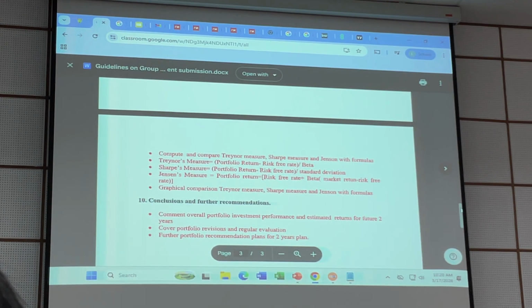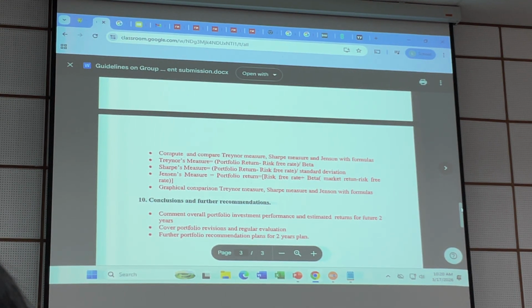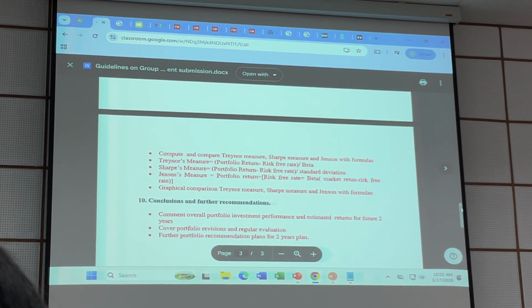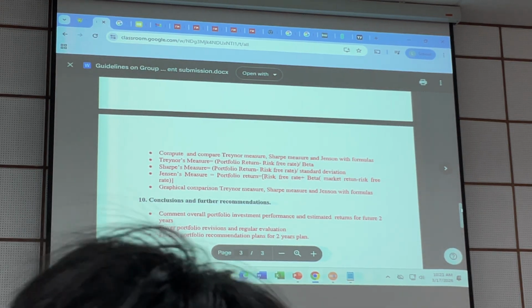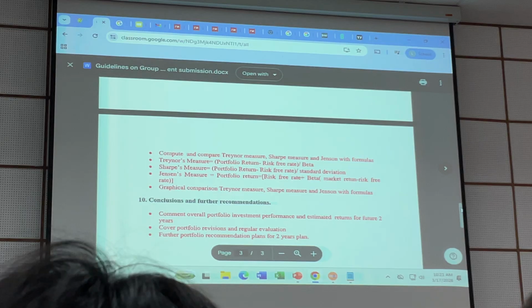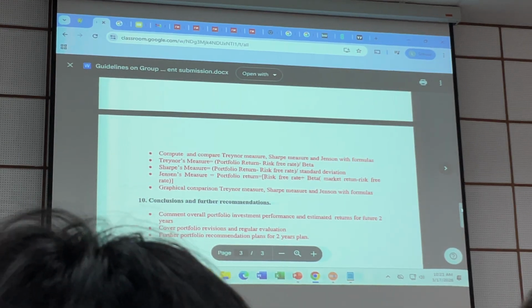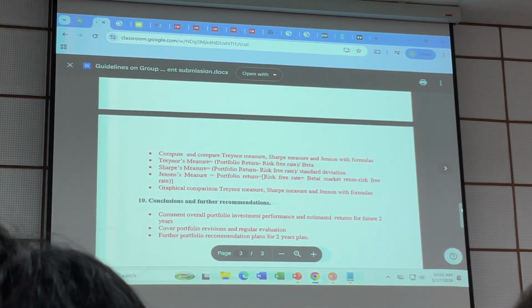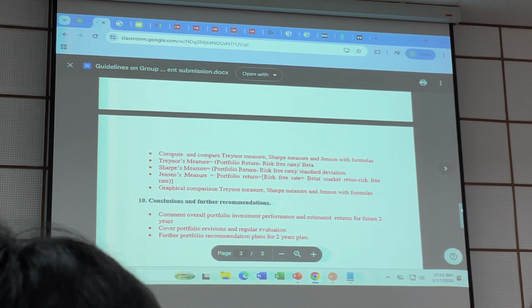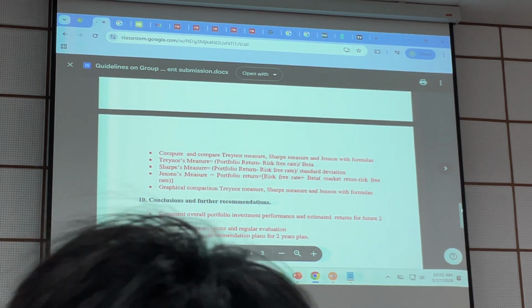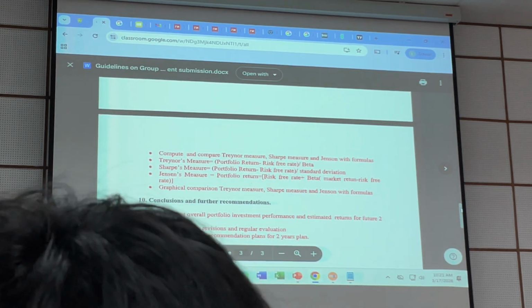And finally, you give a conclusion, compare the overall portfolio investment performance and the future 2 years. So what actually you look at in the 5 stocks you select, is there any positive outlook or not, positive return or not, and cover your regular revision and valuation. For example, after investment, how regularly do you do your review? How regularly do you do your review? And whether you want to switch your stock if market conditions change.